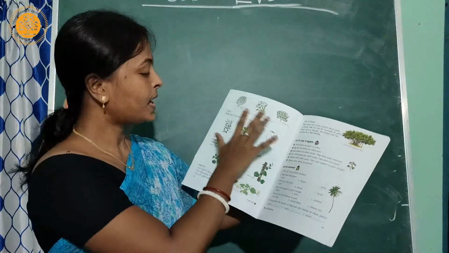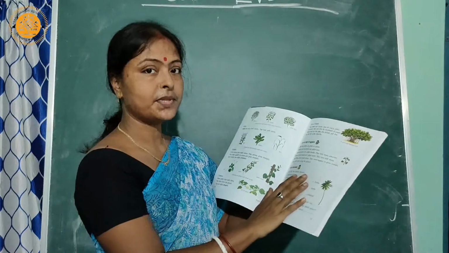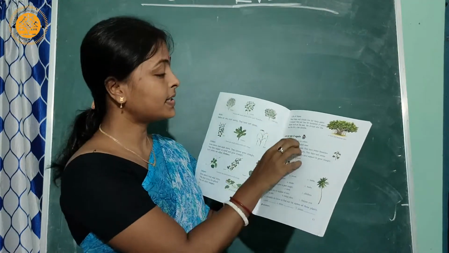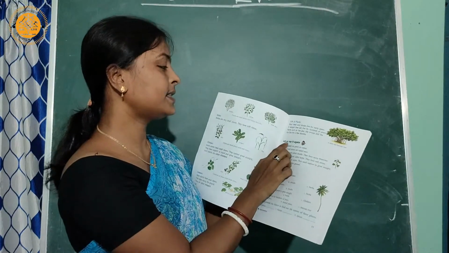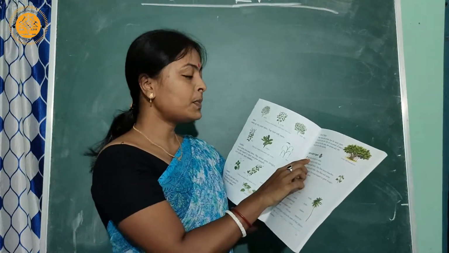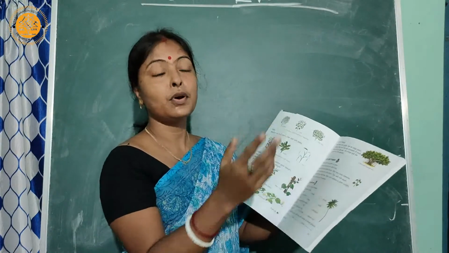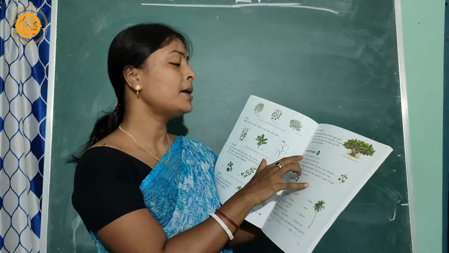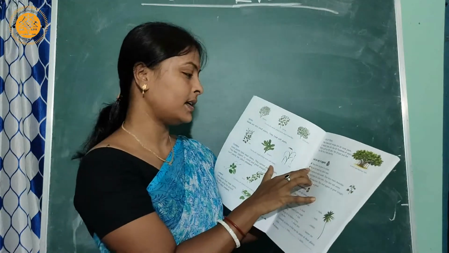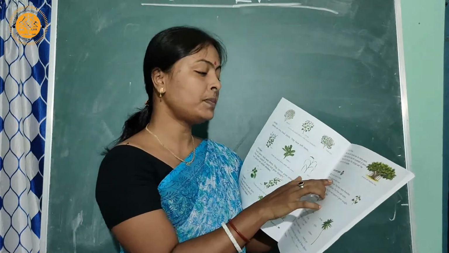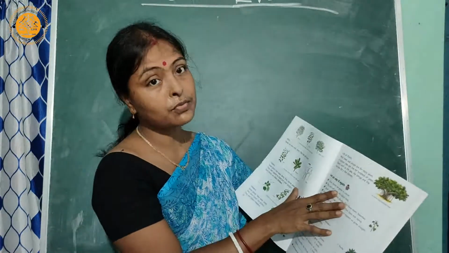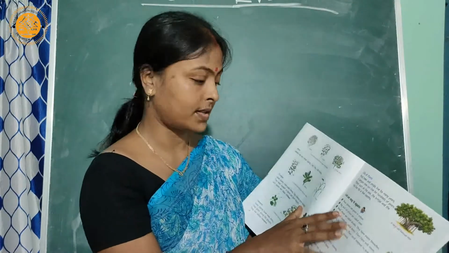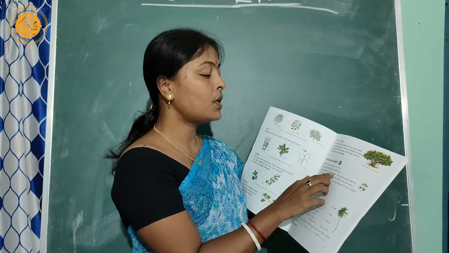Now, we have completed this chapter thoroughly. What are the points we have studied? Let us shortly study here. Let us say it again. Most plants are green in color. We all know, wherever we see the green color, why? Because plants are of green color. Number 2 point. Big and tall plants are called trees. This we have already studied. Small plants are called shrubs.